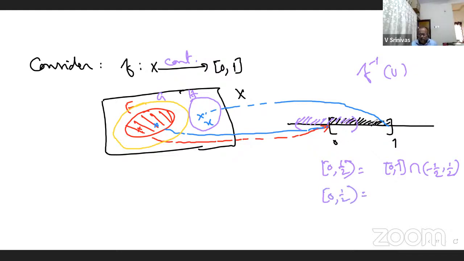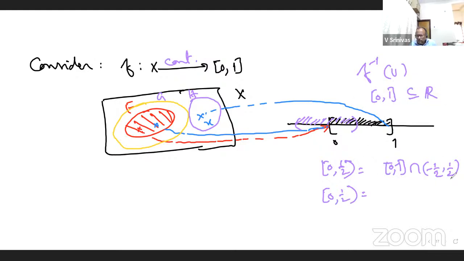This closed interval [0, 1] is sitting inside R. In R, you have the modulus topology. R is a metric space with the absolute value metric, so you have the usual topology here, and out of that topology you get a subspace topology. What kind of sets are open here? You intersect the open sets of R with this subset, and you get the open sets in this subset.